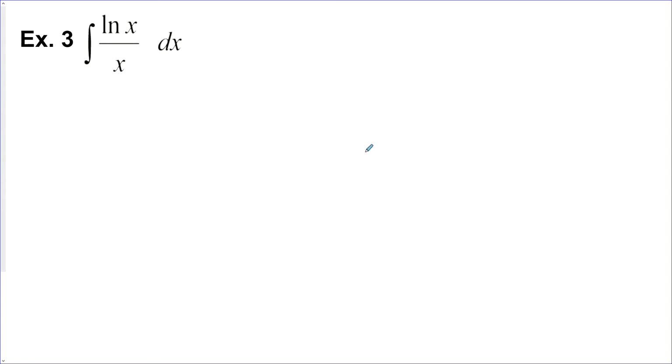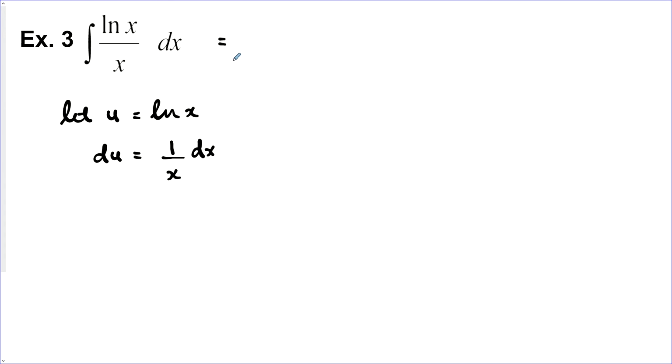plus c. Now, if there's not one function obviously inside another function, it may be difficult to decide what you should make u. So do some mental math, and if you take the derivative of the natural log of x, you get 1 over x, and so that would explain 1 over x's presence here. If you make u 1 over x and try to take the derivative, you will not get the natural log of x. So we will make u the natural log of x, so that when we take the derivative, we get 1 over x dx.